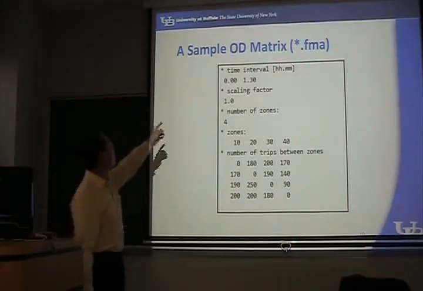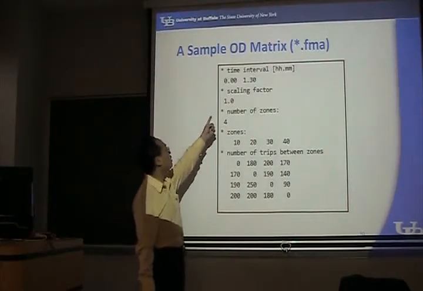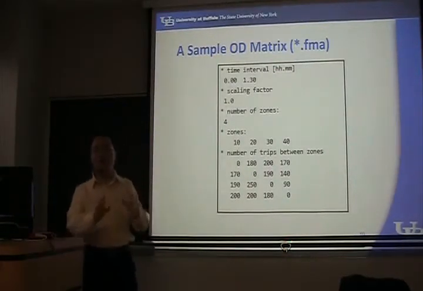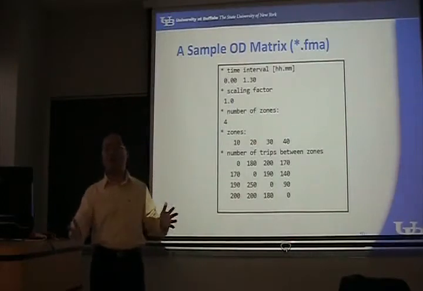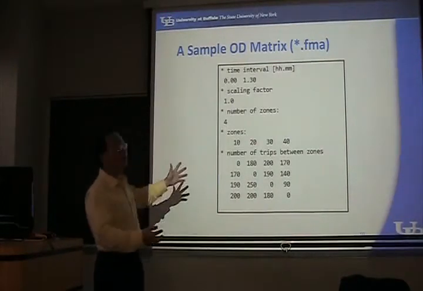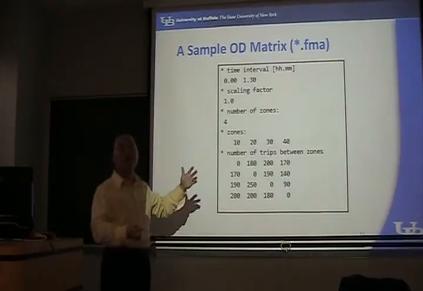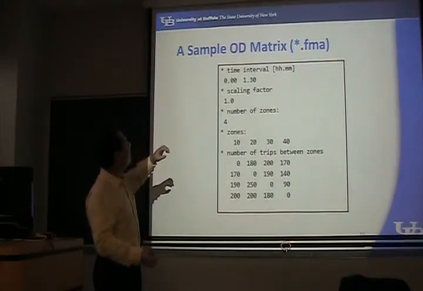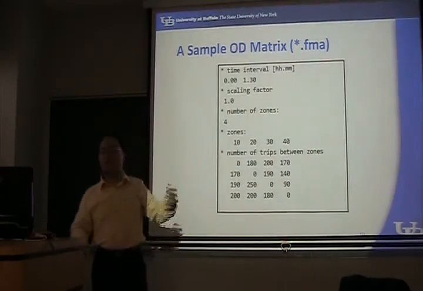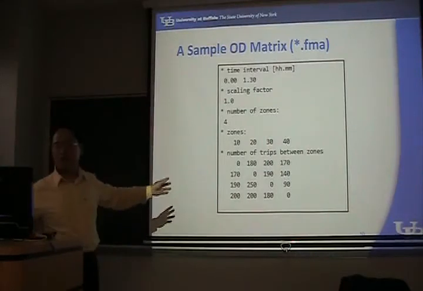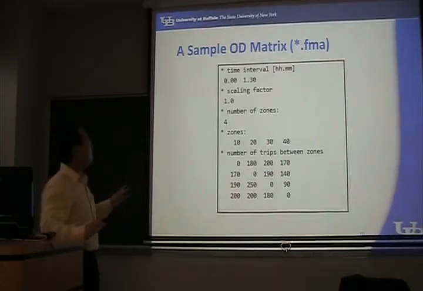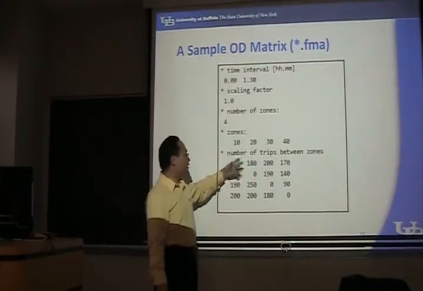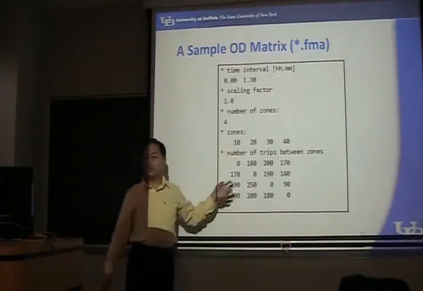The star means commenting. The second line means the time interval, 0.00 to 1.30. That means this OD matrix is for a certain time interval between 0 o'clock and 1.30 o'clock, which means... no, not 90 minutes, 1.3 hours after the starting. So this is the time interval. And it has a scaling factor. By providing this scaling factor, you can apply a multiplicator to this OD matrix.